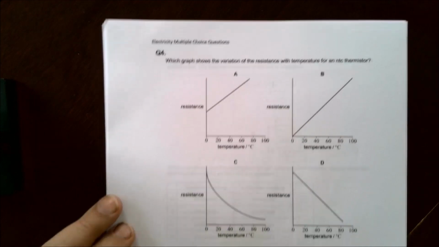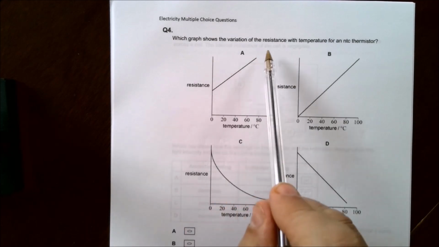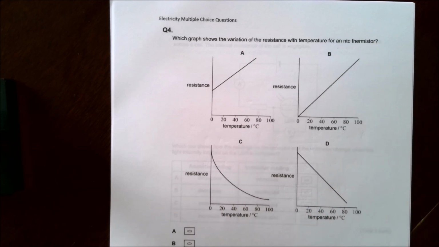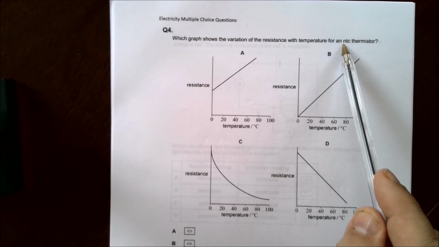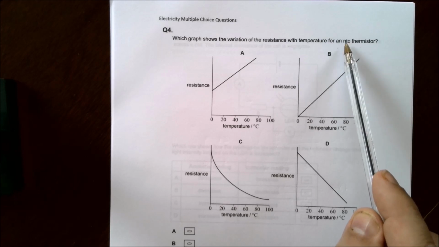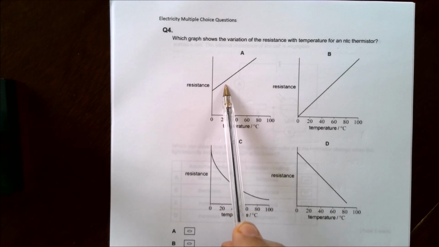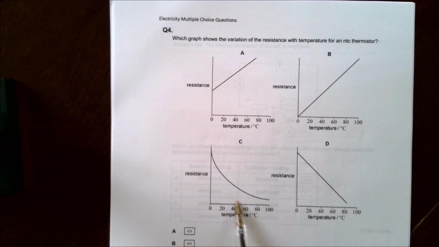Okay, question 4. Just move that a little bit so you can see. So which graph shows the variation of the resistance with temperature for an NTC thermistor? These are the only thermistors they talk about. NTC stands for negative temperature coefficient. What that means is that when the temperature goes up, the resistance goes down, a negative coefficient. So not this one, not this one, because these are both going up, two that are going down.